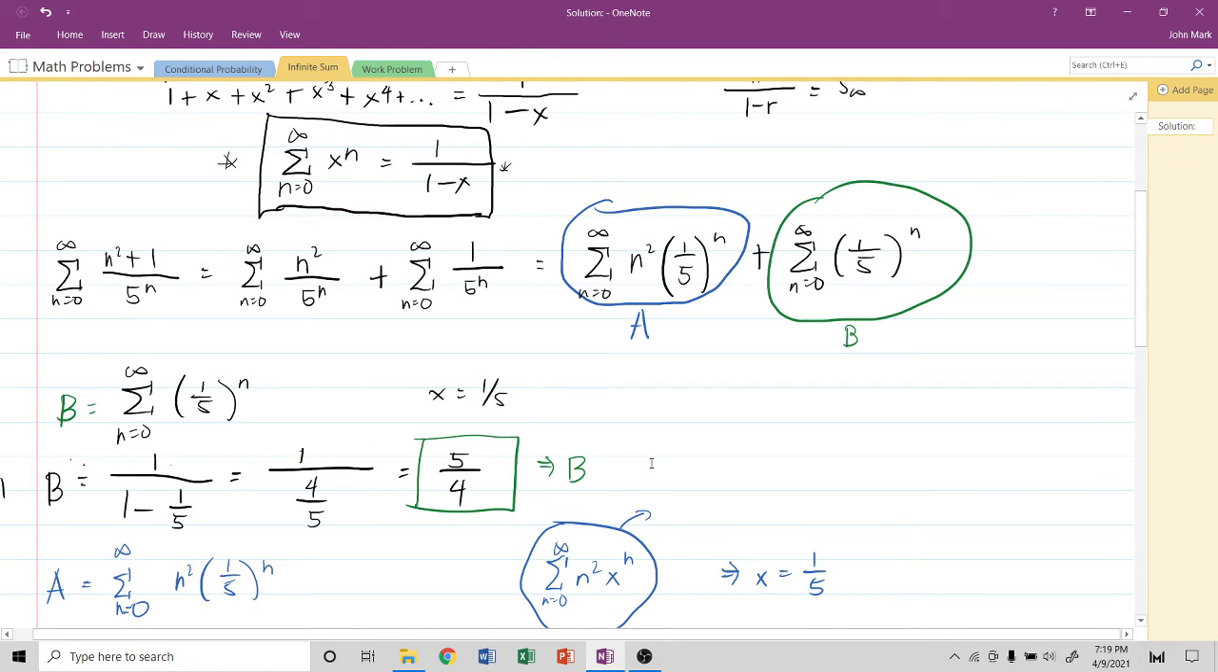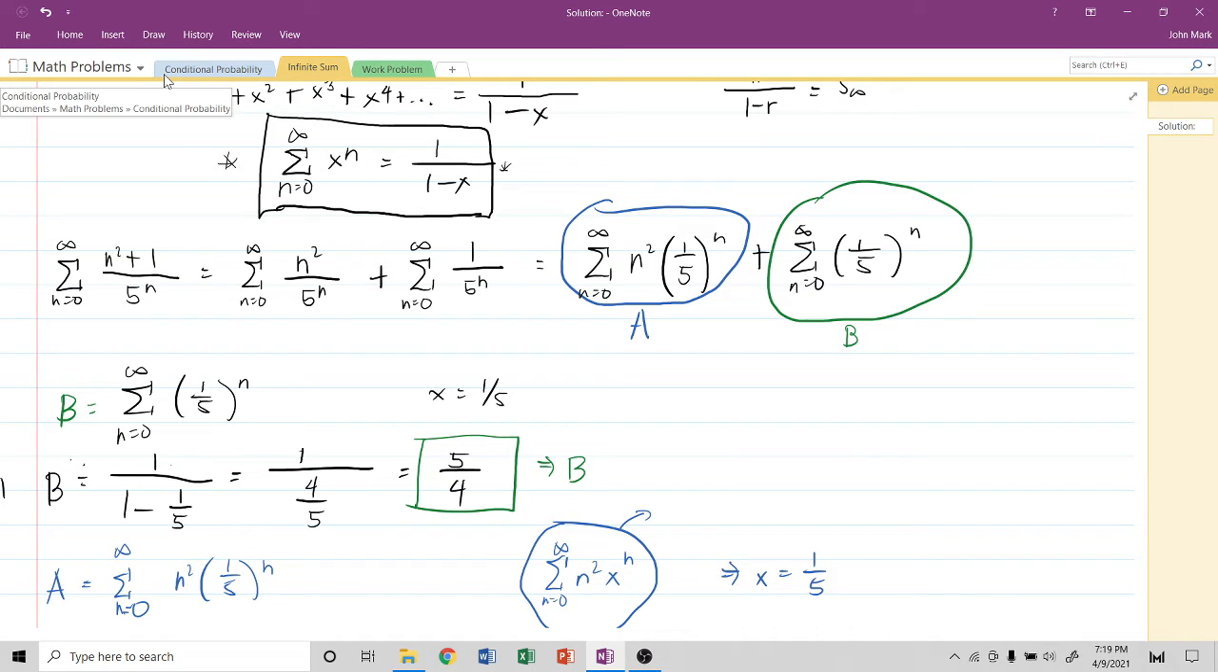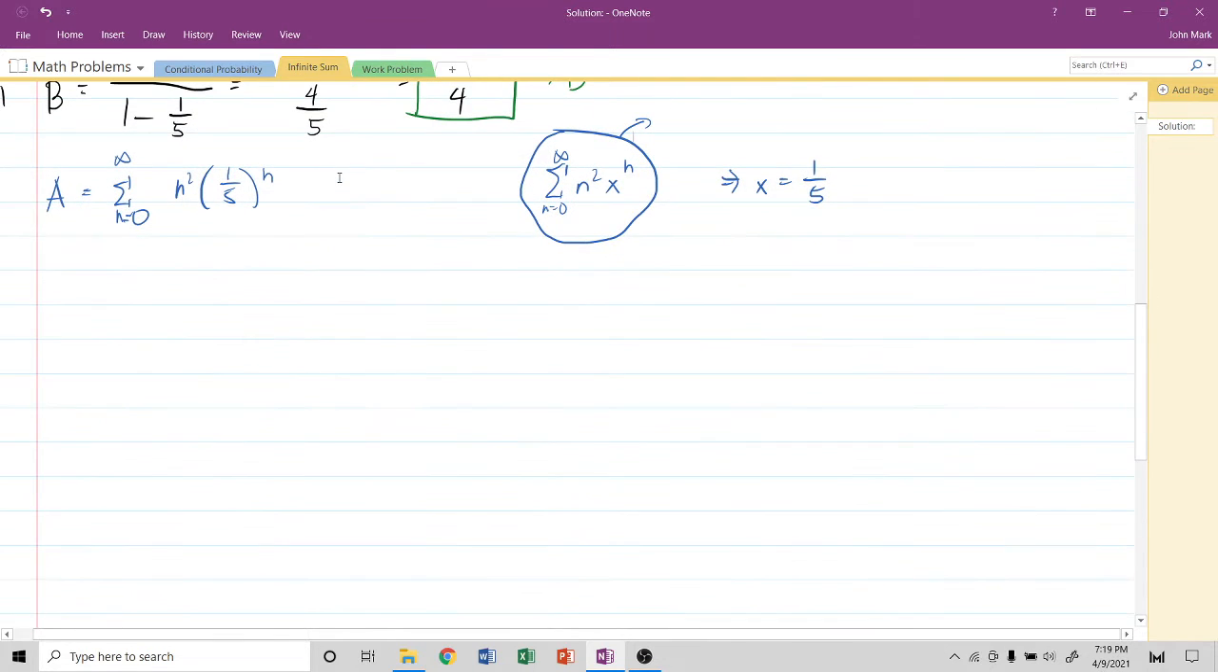So for that, we will use basic calculus concepts naman. So i-rewrite natin tong formula natin for the infinite geometric series. We will have the summation of n equals 0 to infinity of x raised to n is equal to 1 over 1 minus x.